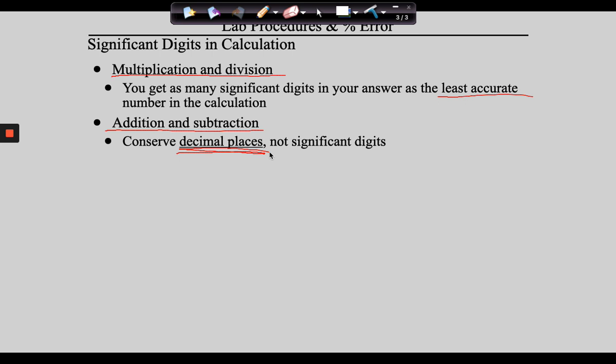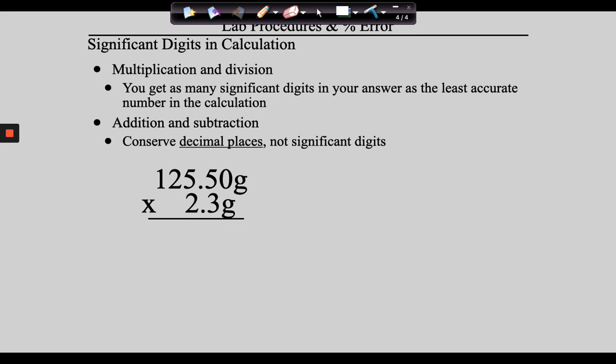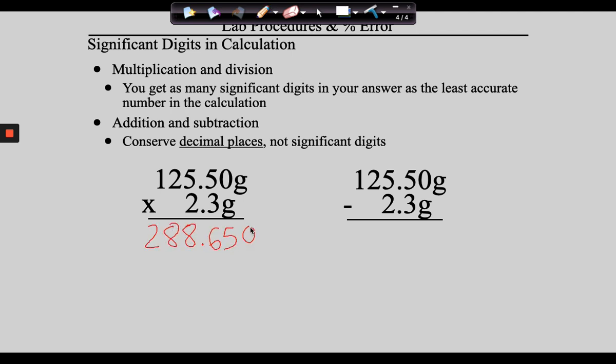All right, so guys, grab your calculators and let's do some math. So we've got this and this. Notice, guys, we've got the same numbers. The difference is one is multiplication and one is subtraction. So working the numbers on the left, we have 125.5 times 2.3. And writing down what my calculator says, I get 288.65000 grams.